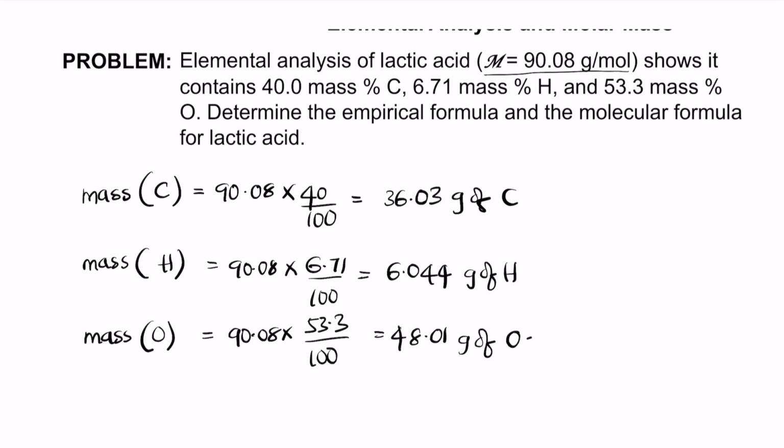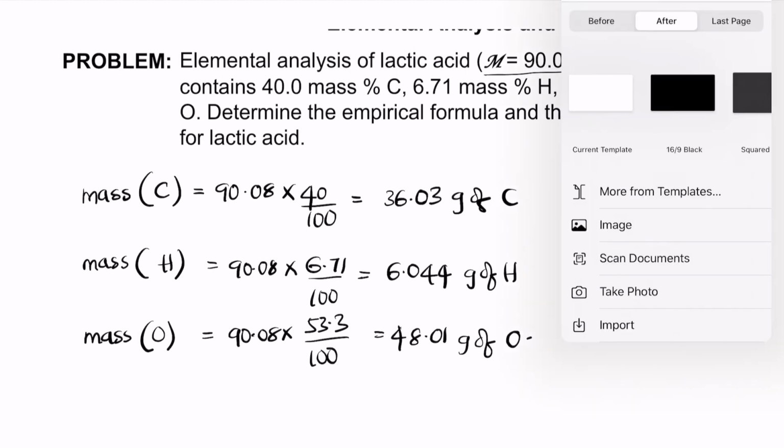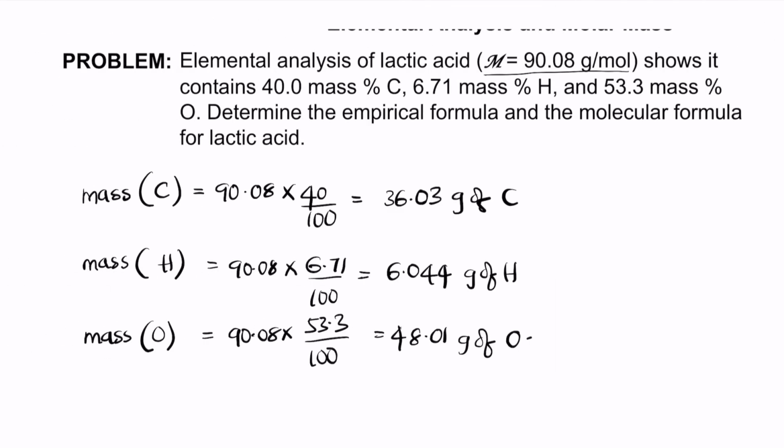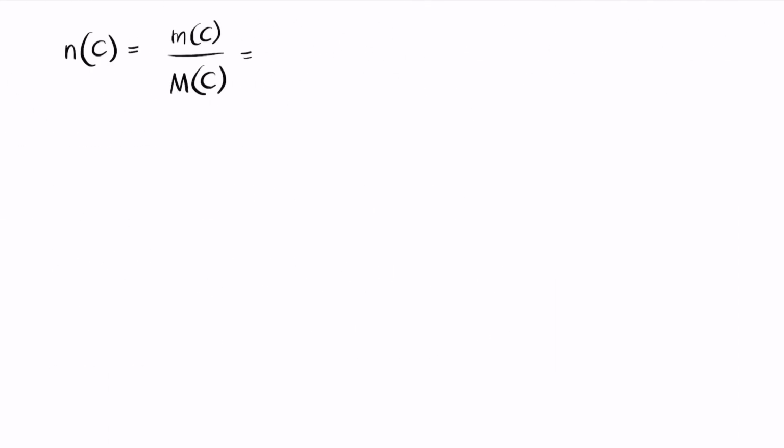Next, let's calculate the value for the number of moles. So remember the calculation of number of moles. The number of moles of carbon is the mass of carbon by the molar mass of carbon. The mass of carbon here is 36.03 grams. So 36.03 divided by the molar mass, which is 12.01. So that gives you a value of 3.